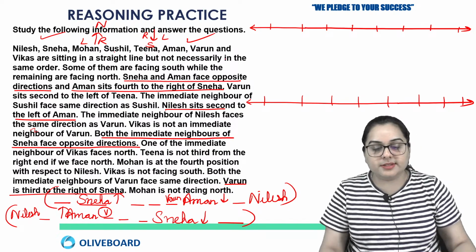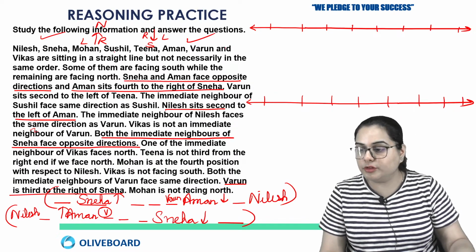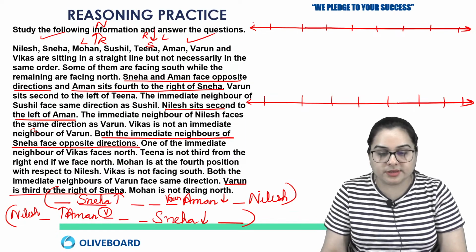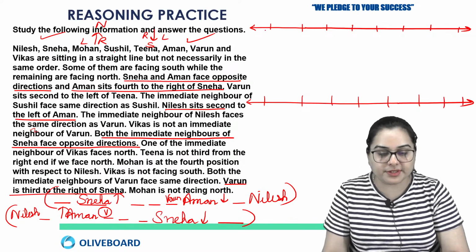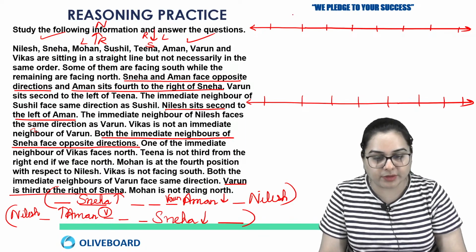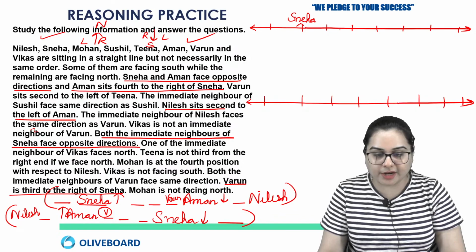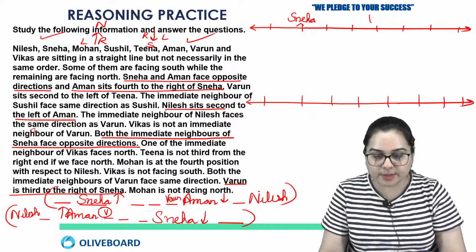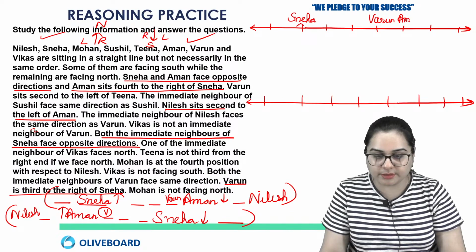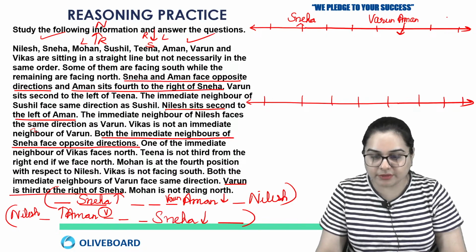Right? So now we are going to fill all this information in my row. In the first possibility, the first place will be vacant and the second will be occupied by Sneha, who is facing north. Next, after leaving two positions, I am going to write Varun. Next I am going to write Aman, who is facing south here. And then after leaving one position at the last, I am going to write Nilesh.